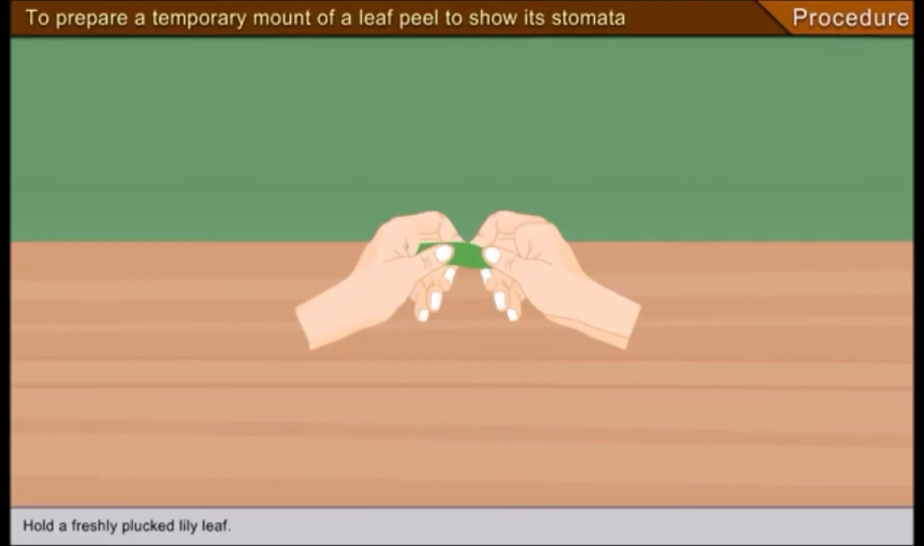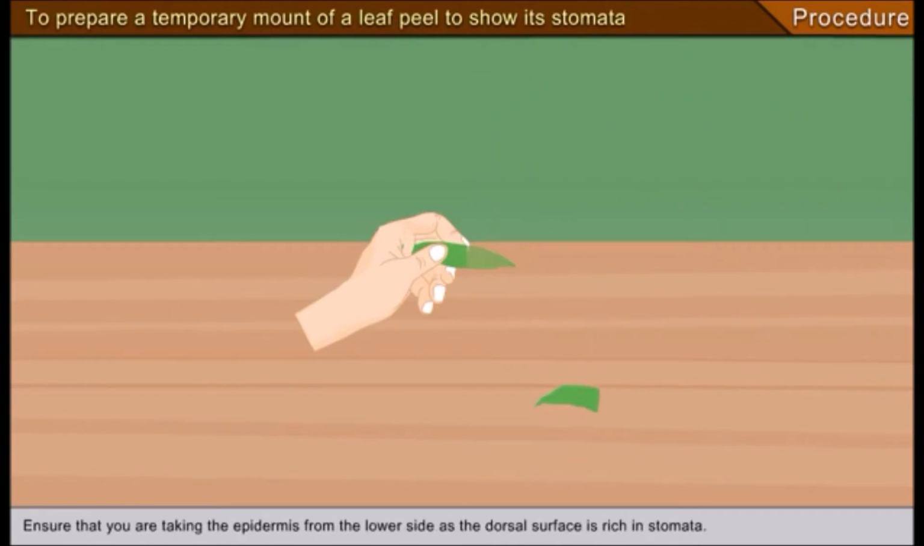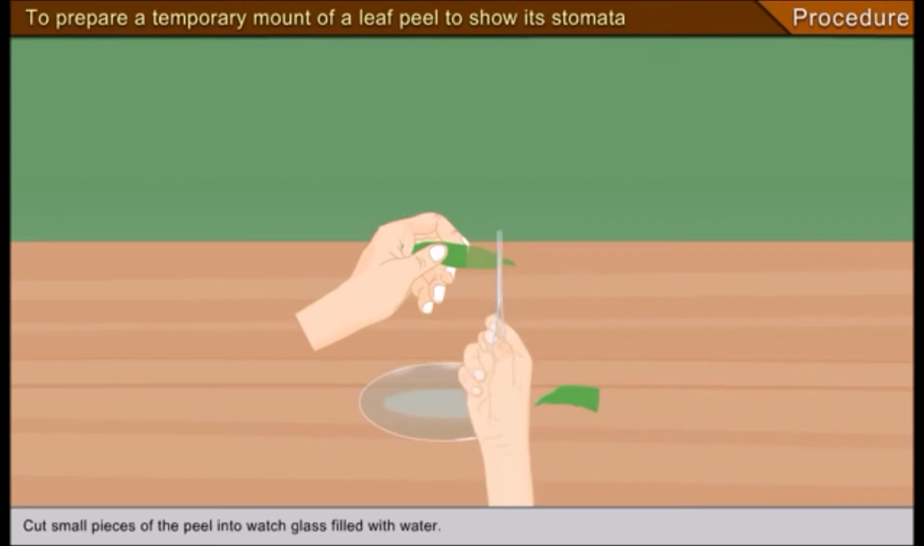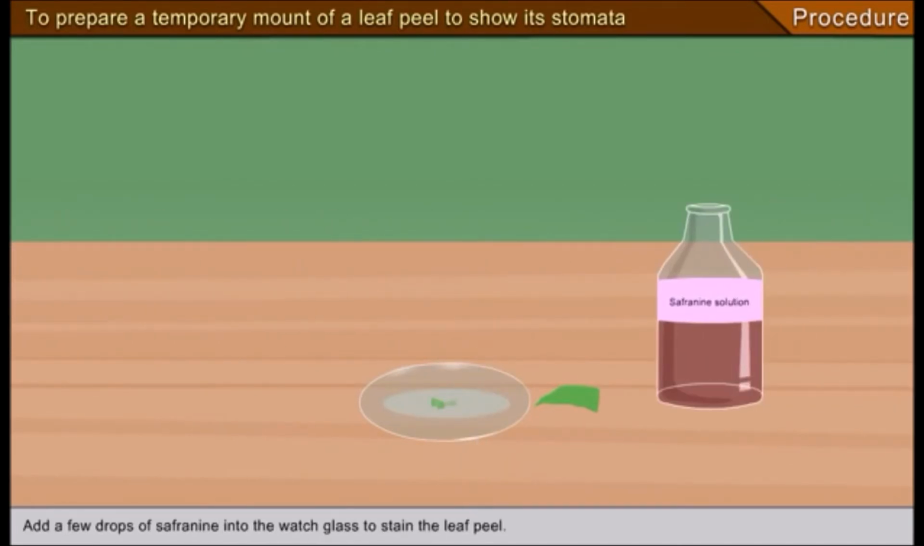Procedure: hold a freshly plucked lily leaf. Break the leaf from front to back by putting suitable pressure so that the peel of the lower surface comes out. Ensure that you are taking the epidermis from the lower side as the dorsal surface is rich in stomata. Cut small pieces of the peel into a watch glass filled with water. Add a few drops of safranin into the watch glass to stain the leaf peel.